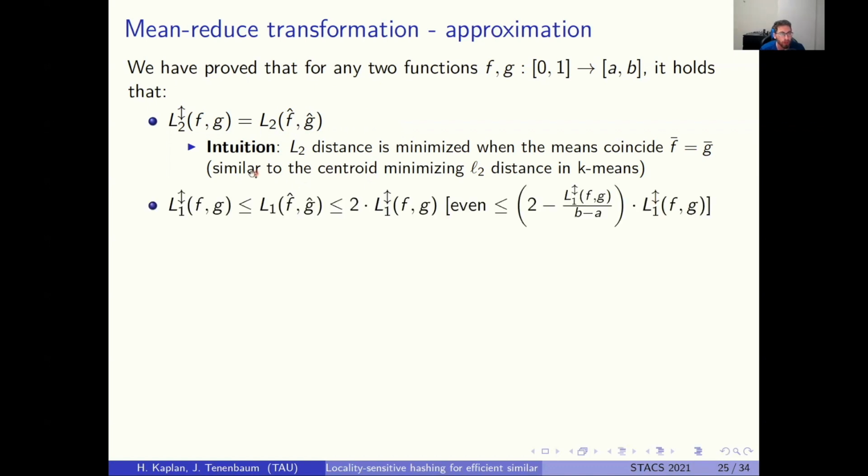On the other hand, for L1 based distances, we show that the mean reduced transformation gives us a 2 approximation. Specifically, the L1 distance between two mean reduced functions is at least and at most 2 times the vertical shift invariant distance between the functions. In the paper, we improve this bound and show an approximation ratio which is strictly below 2. This approximation is stronger when the vertical shift invariant distance between the functions is known to be large. The proof of this approximation appears in the paper, and we believe that it is of independent interest.